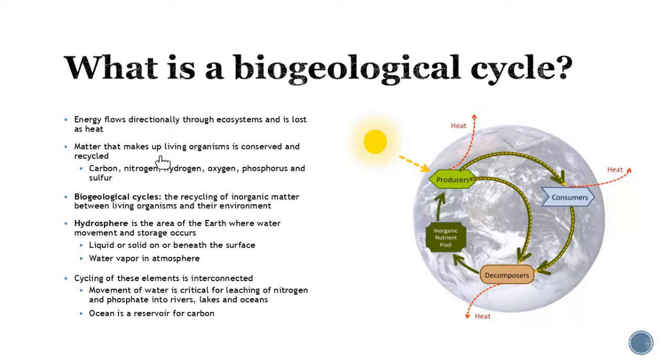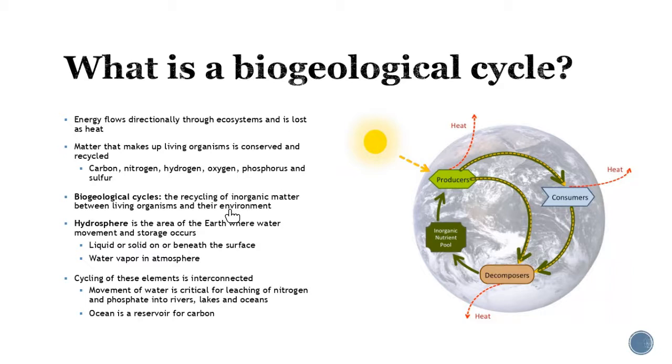Now, matter is made up of living organisms and it's going to be recycled. So we're going to see these different cycles between carbon, nitrogen, hydrogen, oxygen, phosphorus, and sulfur. So what you should appreciate when you look at these pictures is how things are being recycled between the water, the land, and the air. Now, the biogeochemical cycle is the recycling of inorganic matter between the living organisms and the environment.